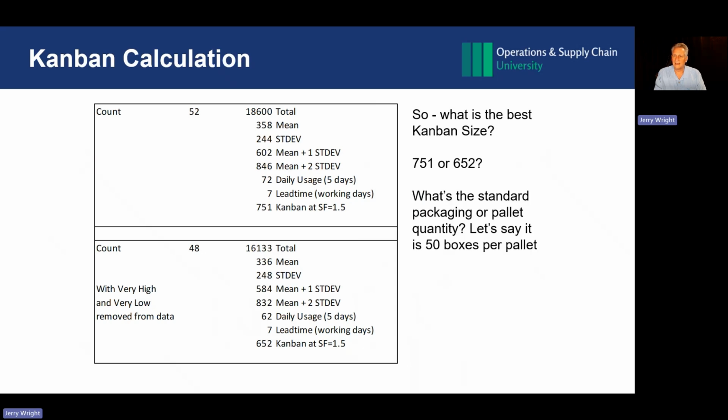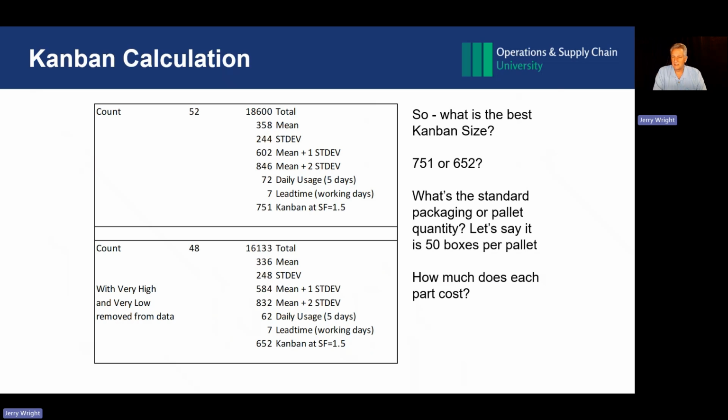That doesn't make sense. What's the standard packaging or pallet quantity? Let's say, in this example, it's 50 boxes per pallet. I definitely don't want to do 751 or 652. What am I going to do, take a 750 and put one on top of all the other ones and tape it down? That doesn't make any sense. So we need to do something that's in the 50 box common denominator.